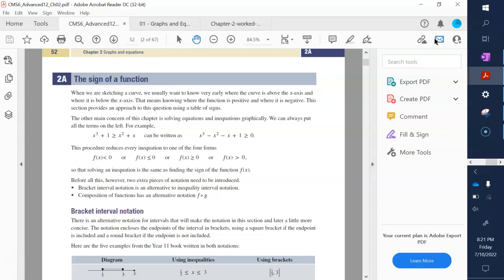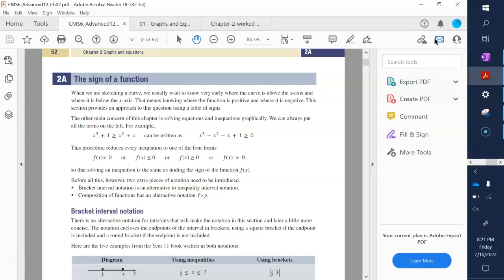So basically within this chapter, we're looking at graphing functions. We're looking at graphing a lot more difficult functions than what you've had a look at already in Year 11. And we're basically looking at graphing them at this point without calculus. So we're looking at just some basic graphing skills. A lot of them you've seen before. We're just going to build on those from Year 11.